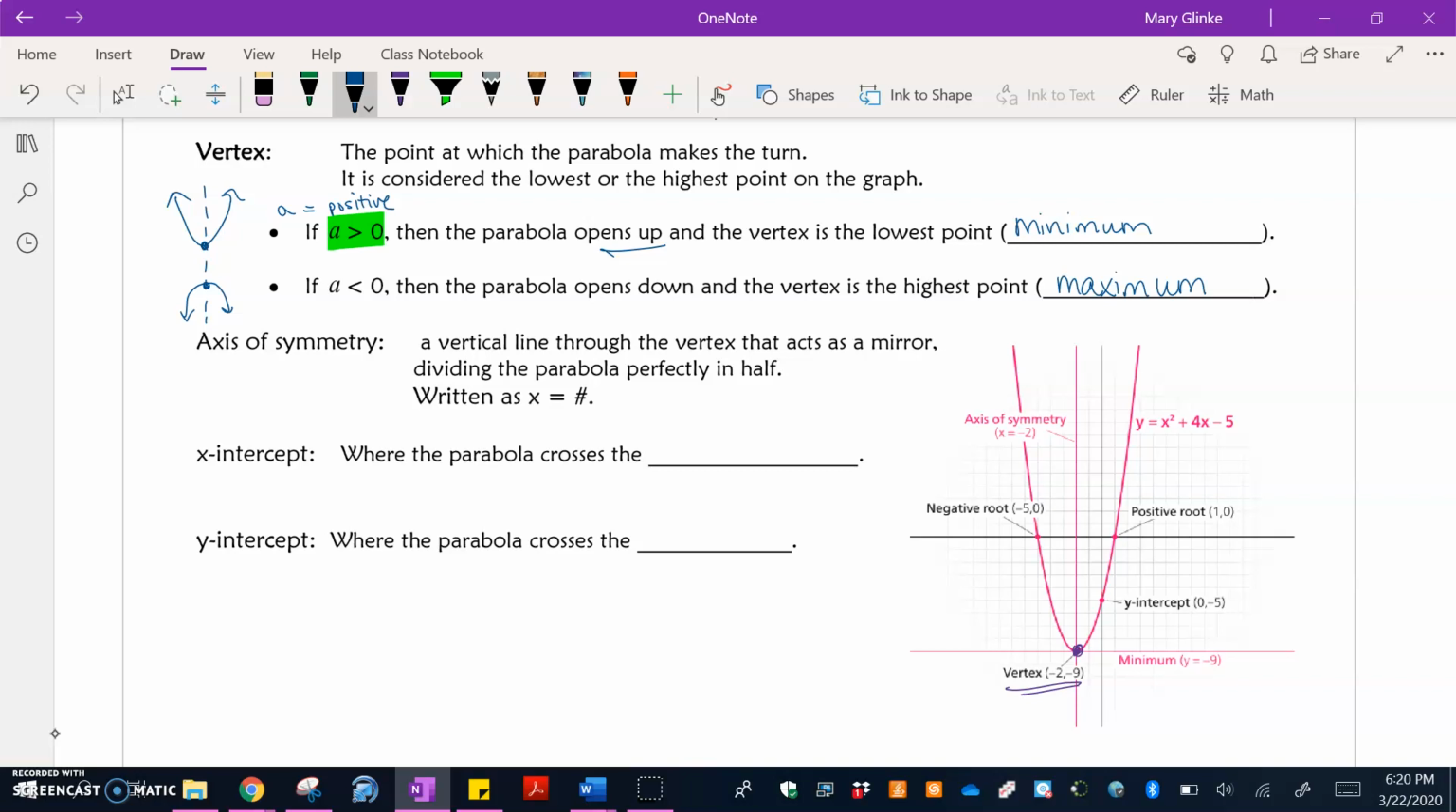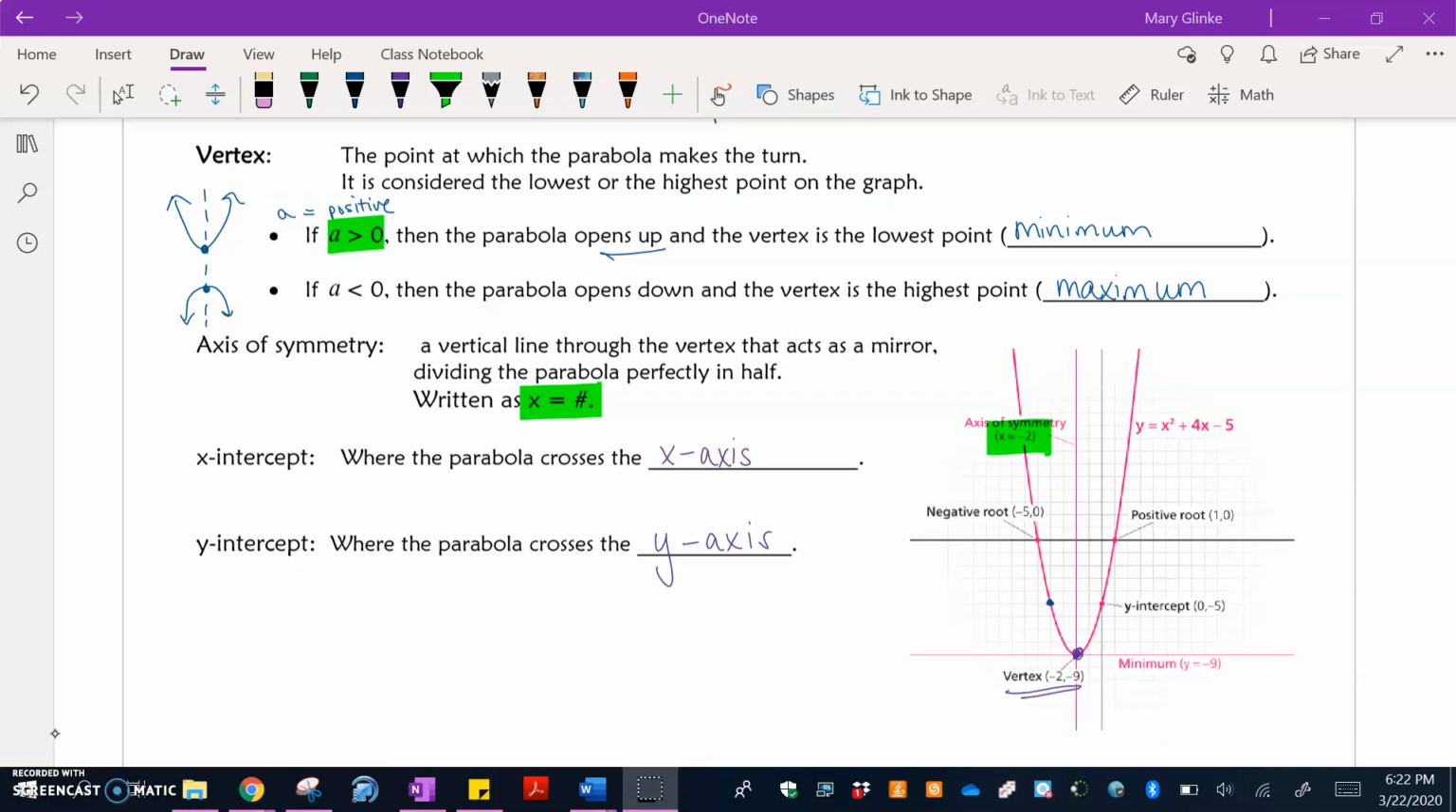So whatever you see on one half of your graph should be identically matched on the other side across the axis of symmetry. We're always going to write the axis of symmetry as a vertical line. So you should always see it written as x equals some number. So as you can see on the graph over here, it's x equals -2. Your x-intercepts are going to be where your parabola crosses the x-axis. And your y-intercept is going to be where your graph crosses the y-axis.